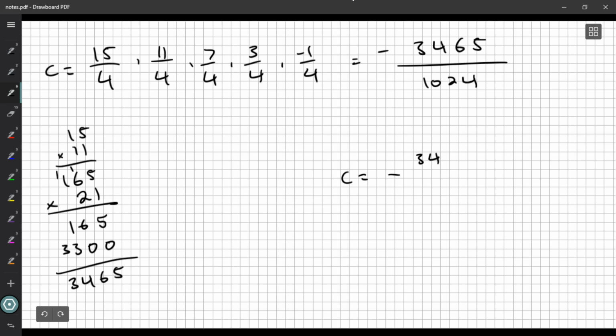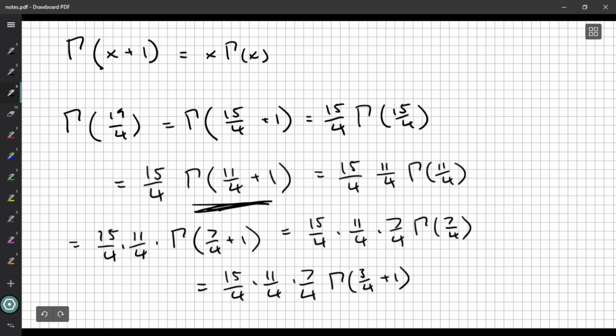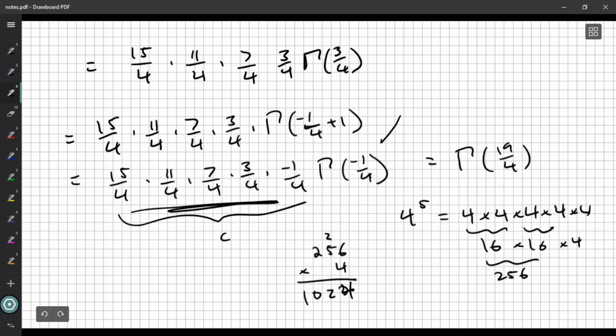Negative 3,465 over 1,024. Okay, so a little north of negative 3. Well, actually, I guess south of negative 3. But there's our precise value of C, and it came about just from repeatedly applying this recursion, taking the value that we wanted, writing it as something else plus 1, over and over again, applying our recursion until we got down to the negative 1/4.